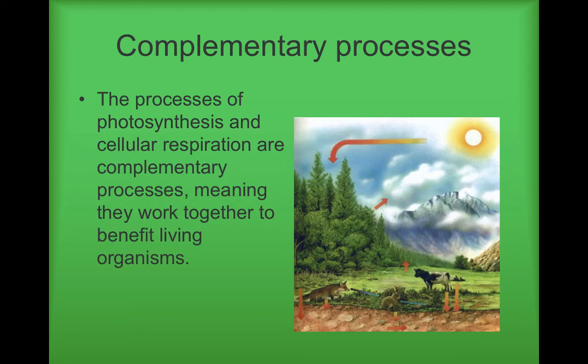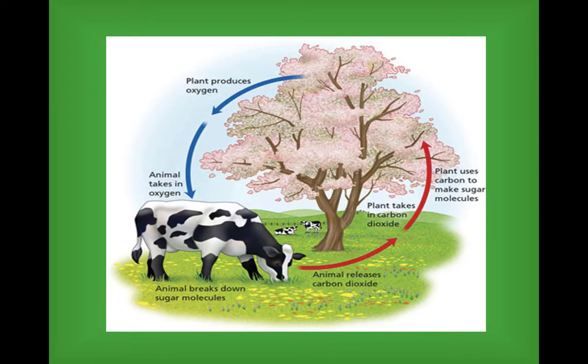So we need to make sure that we know that photosynthesis and cellular respiration, we need to view those as a complementary process because they help each other out. And what we mean by that is we depend upon each other. Animals depend upon plants. Plants depend upon animals. It's just a full circle of life if you're into the Lion King. So this is one way that you could think of it.